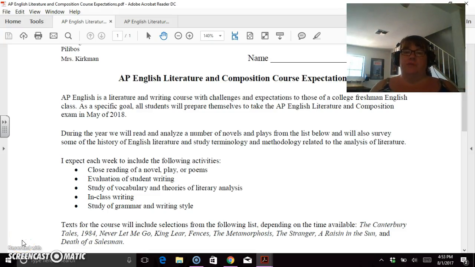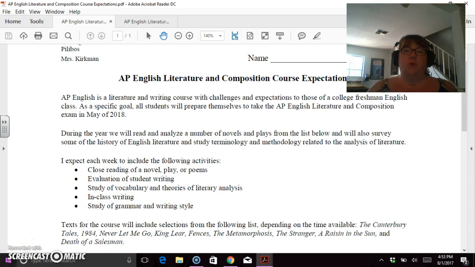Hi class, I know we don't officially start till next week, but I wanted to go over the course expectations and the syllabus in order to save time, especially the first couple of days, instead of going over the syllabus then, because we have 3 novels to discuss and test by Thursday of the first week.